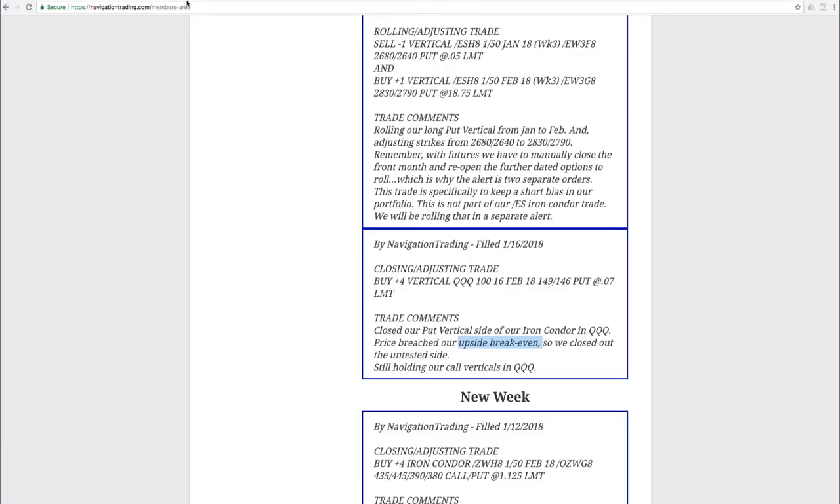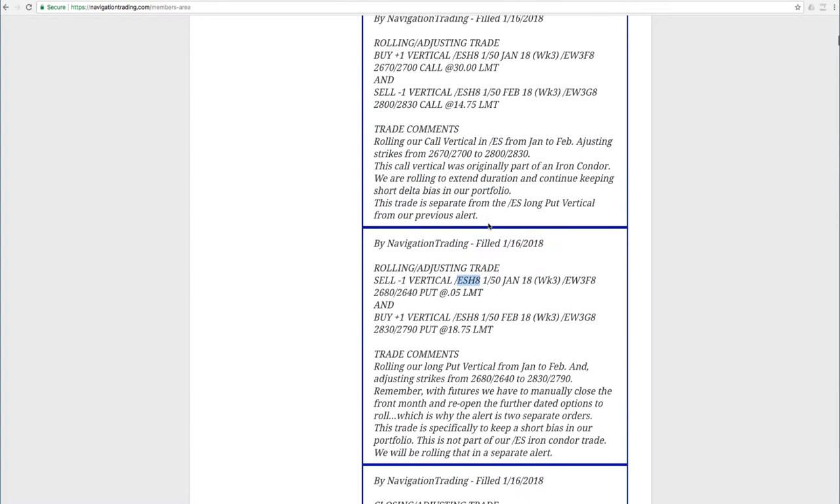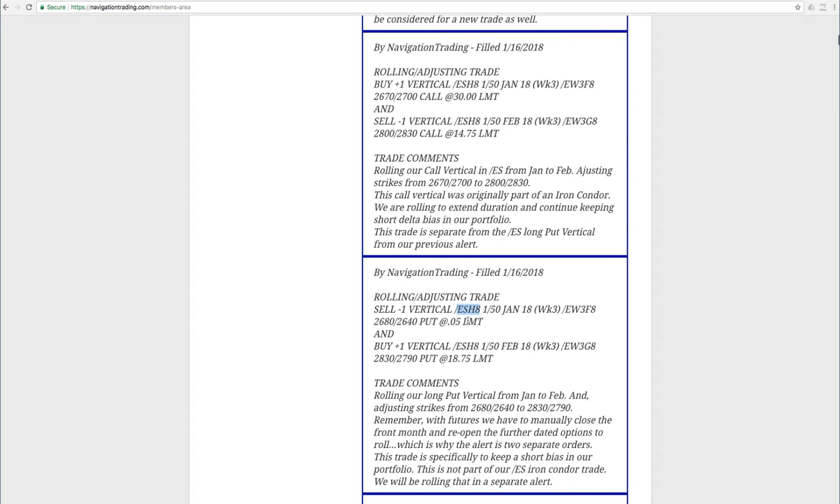Next trade was in the ES. So we actually had two alerts back to back in the ES. So the first was our long put vertical. And this is one that we're holding for that short bias, for that short directional delta in our portfolio.